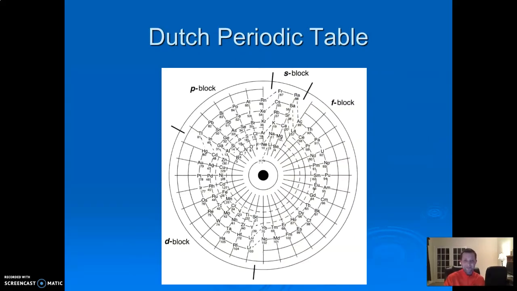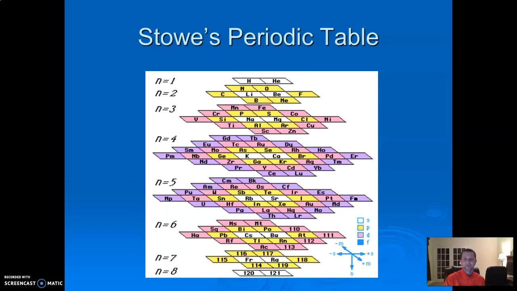Some other periodic tables that people have come up with follow the same general pattern of elements, but I just think they're interesting to show students because we could be using something like this if Mendeleev's table didn't work out. So we have a Dutch periodic table here, which I find really interesting. There's a scientist called Stowe. His periodic table is here.